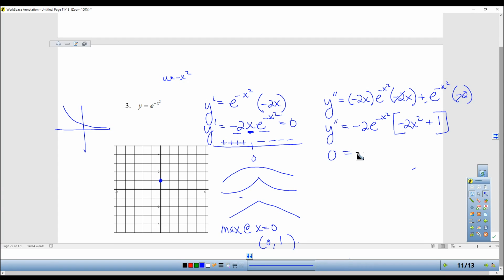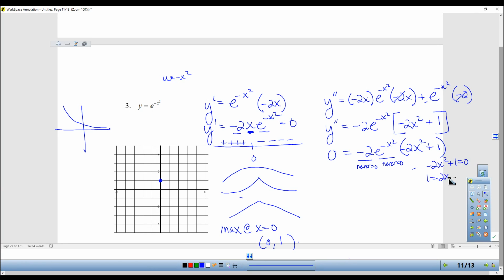0 is equal to negative 2 e to the negative x squared, negative 2x squared plus 1. So this is never equal to 0, right? This is never equal to 0. So we're really just looking at this one.